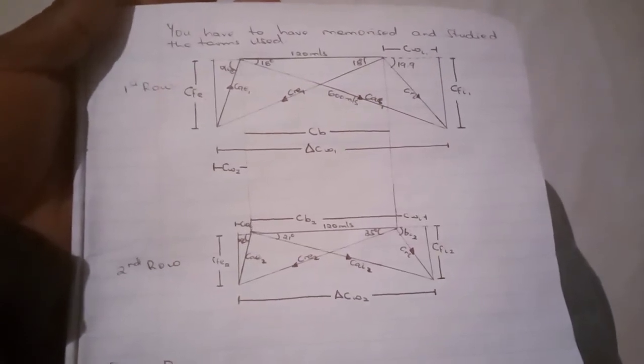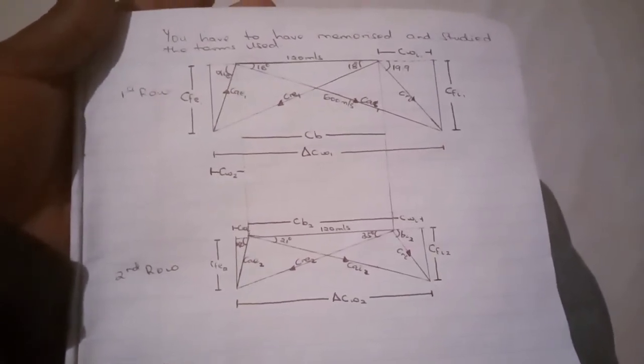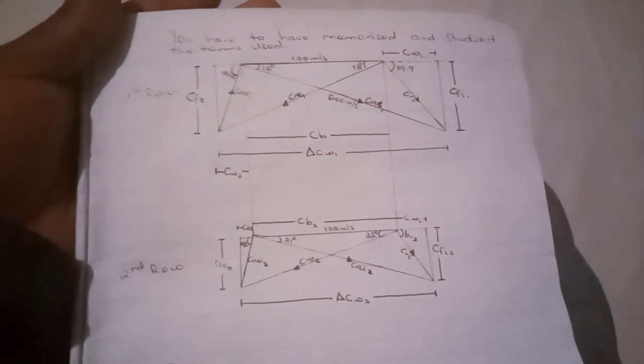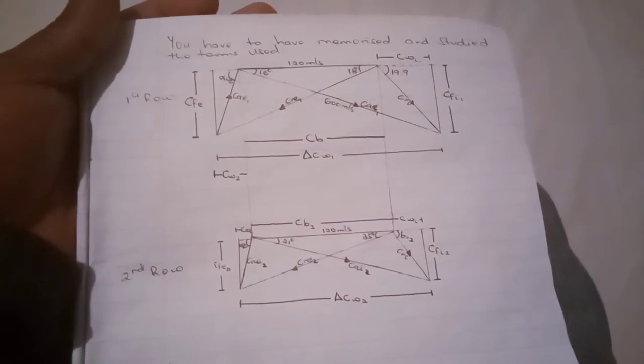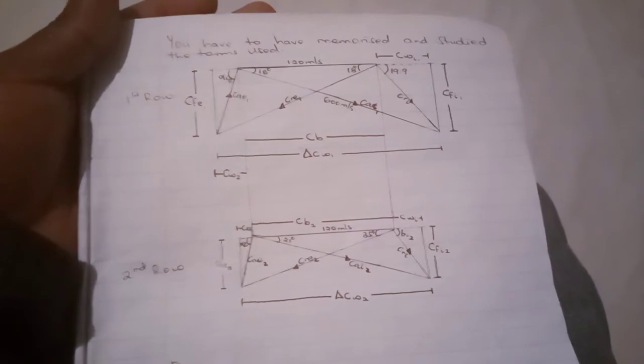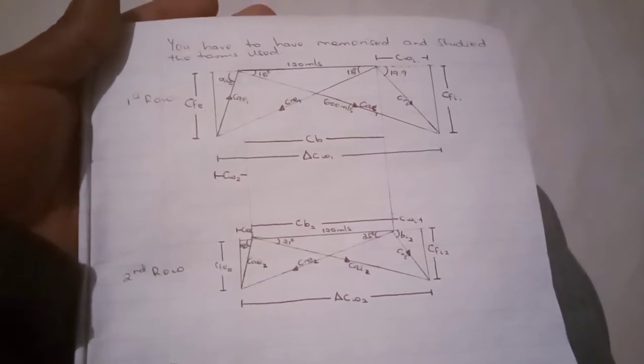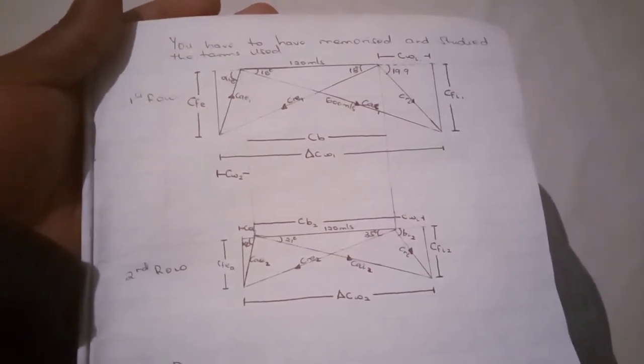As you can see in both drawings, the blade velocity is equal in all steam turbines of the first row and the second row. Now we'll quickly solve the first row equations.